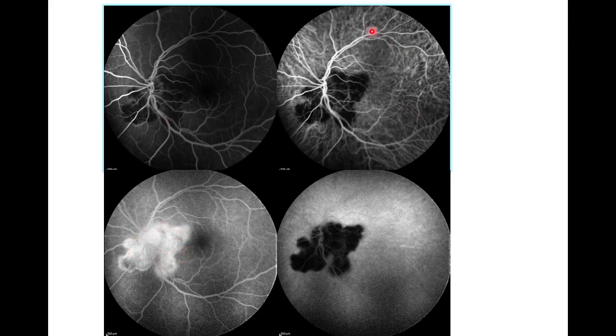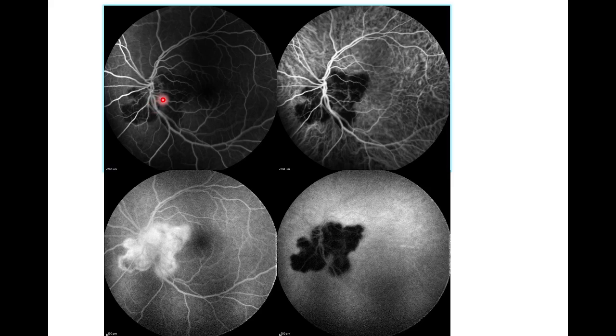Okay, this is actually the indocyanine green angiogram picture. Indocyanine green picture, hyperfluorescence seen surrounding the disc, which persists in the late phase of the indocyanine green angiogram. This is typically suggestive of choroiditis, peripapillary choroiditis.